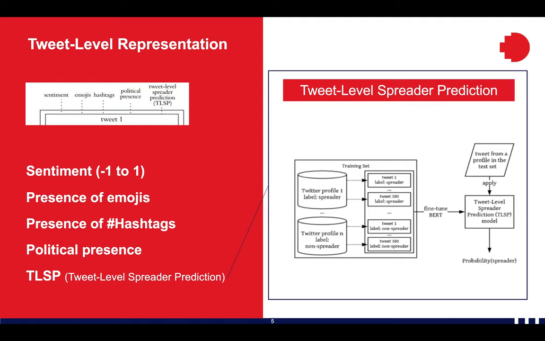The mapping rules of our TLSP model are like this. If a tweet is written by a fake news spreader profile, we label it as fake news spreader profile, and if a tweet is from a non-fake news spreader profile, we label it as non-fake news spreader profile. After the mapping, we feed the labeled tweet data to a GRU structure plus BERT word embedding to get a fine-tuned BERT model that can predict whether the tweet is written by a fake news spreader or not. One thing to note here is that we use the same data to train the TLSP classifier and the user profile level classifier to avoid overfitting.